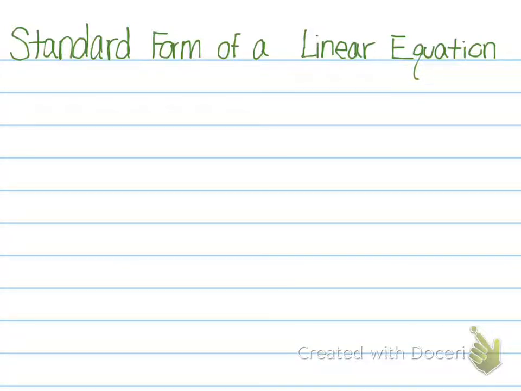So, what is standard form? Standard form looks like the following. It's an equation that looks like ax plus by equals c. So, when given standard form, there are two methods to follow that can help you graph this linear equation. Method number 1.